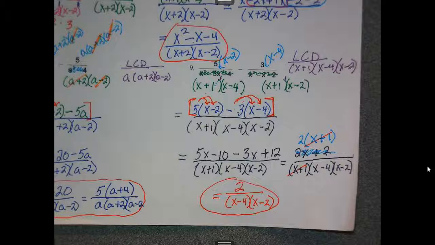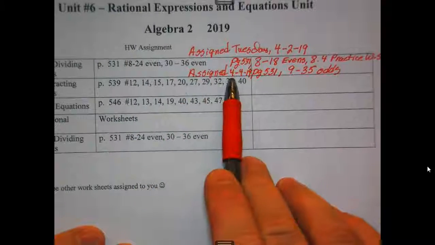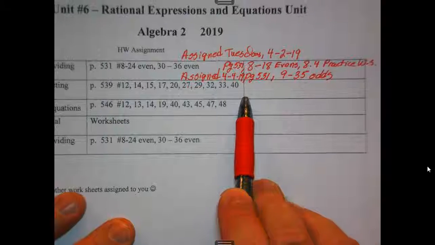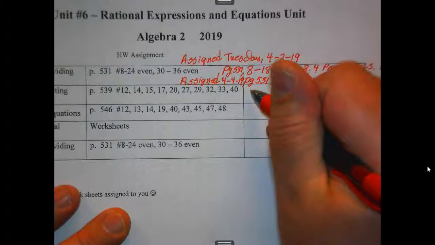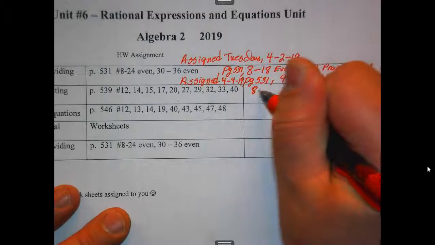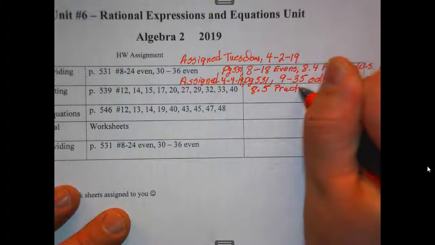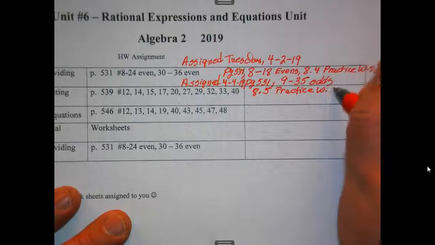Okay, here's what we're going to do for rational expression, addition and subtraction homework. On your homework practice worksheet packet. The book work problems are harder than the practice worksheet. So today, you're going to do the practice worksheet. So 8.5 practice worksheet today.